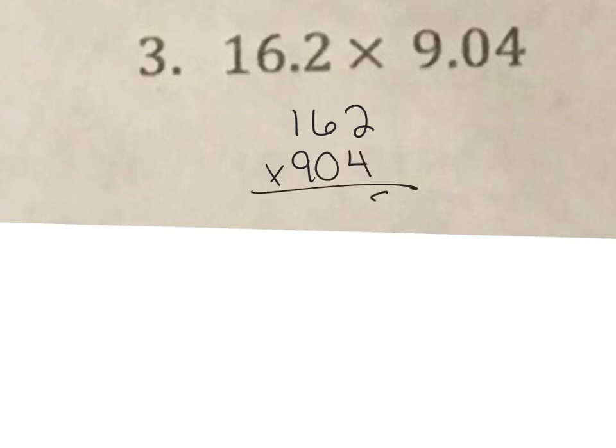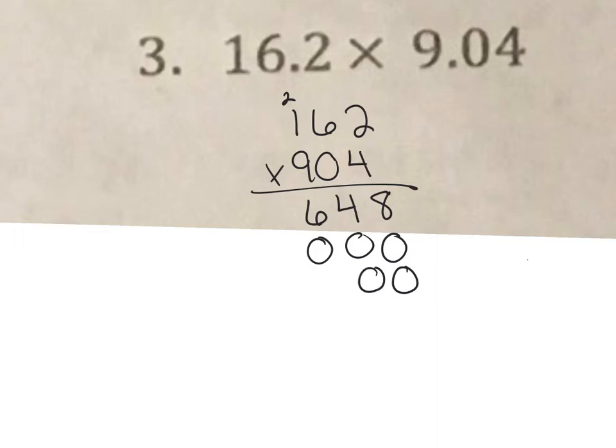Okay, moving on to question number 3 on multiplying decimals. So let's zoom in on this one. Same thing once again, you have 162 times 904. 4 times 2 is 8. 4 times 6 is 24, carry the 2. 4 times 1 is 4, plus 2 is 6. Placeholder, and then you have zeros, so you can just put the zeros in. Then when you go to the 9, you need 2 placeholders. 1 for the 4, 1 for the 0, and now you can multiply 9.